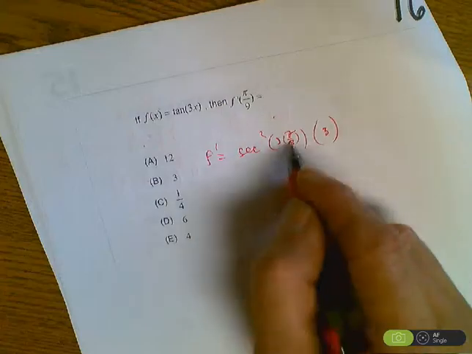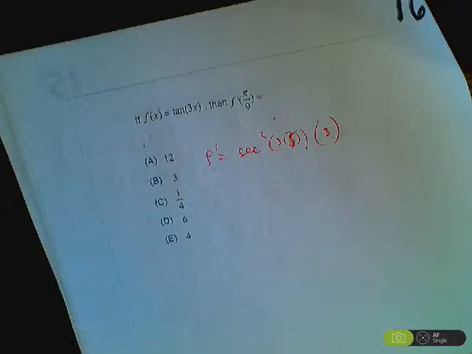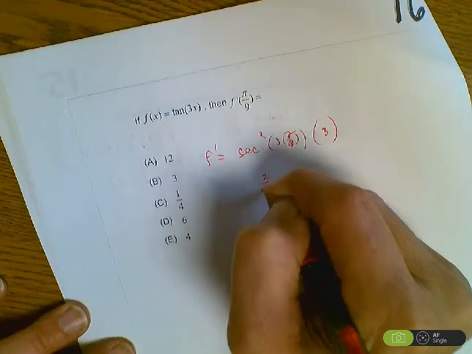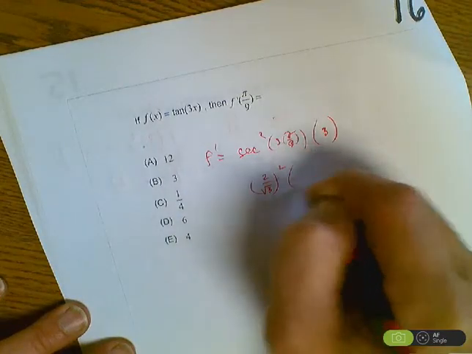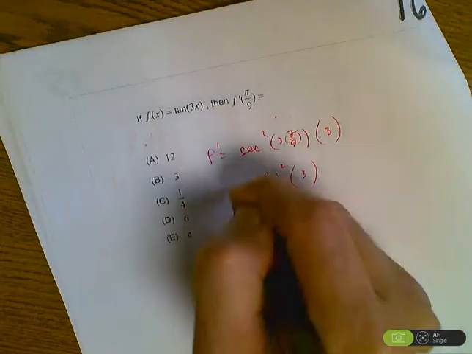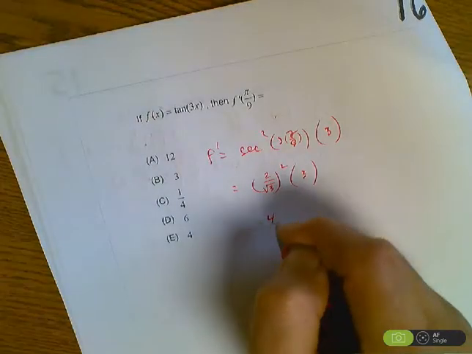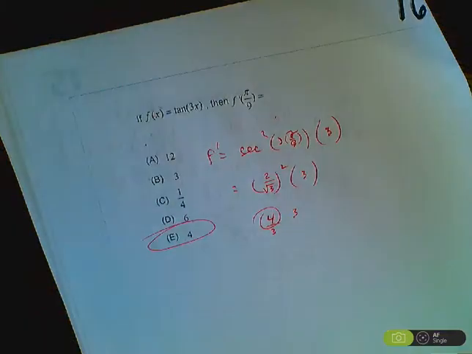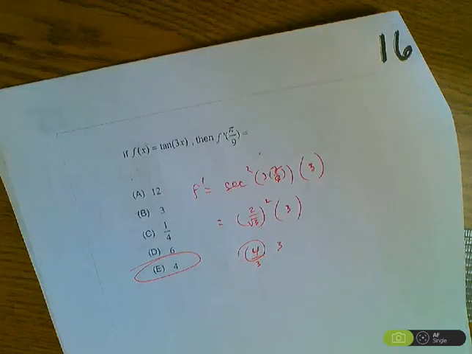Okay, what's the sine of pi over 3? It's square root 3 over 2. What's the secant? 2 over square root 3. So this is 2 over root 3, squared, times 3. Does everybody buy that? I think that's it. Okay, so this is 4 over 3 times 3. I'm looking for a number 4. E. 16 is E.